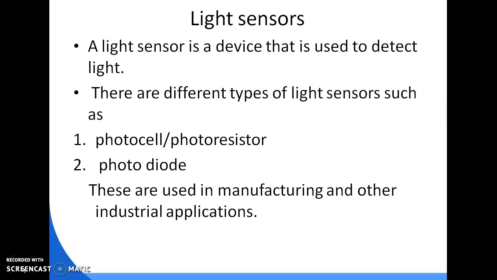Our next type of sensor is the light sensor. A light sensor is a device that is used to detect light. Different types of light sensor are there, such as photocell or photoresistor, and photodiode. These are used in manufacturing and other industrial applications.